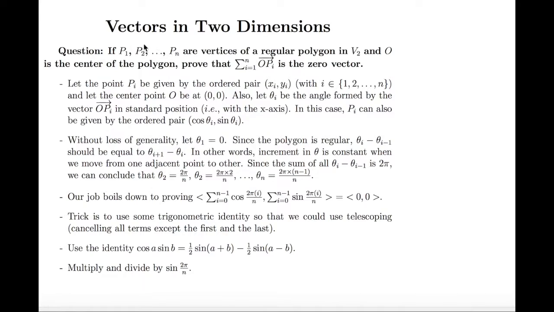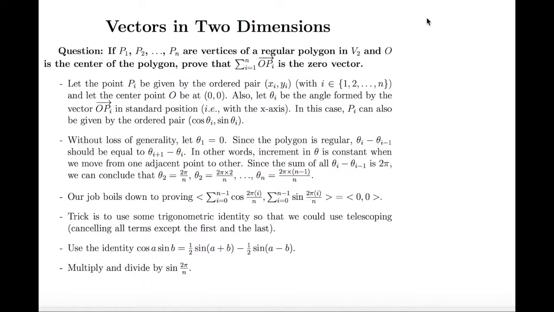Okay, and then if we have the regular polygon of n vertices, then we have the points p1, p2 up to pn denoting the coordinates of those vertices, and this is in vector space in two dimensions, and O is the center of the polygon. What we have to prove is that the vector sum of all the vectors starting from the center to each vertex is the zero vector.